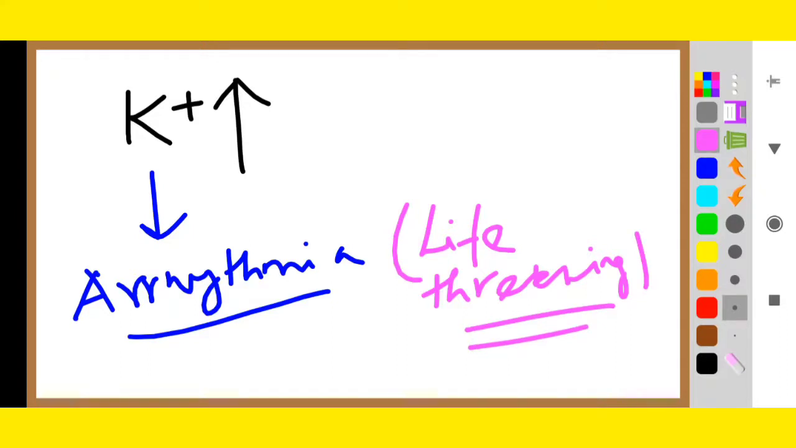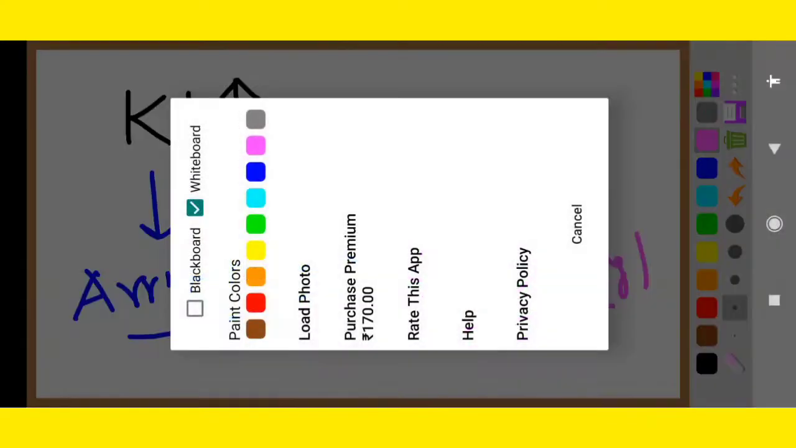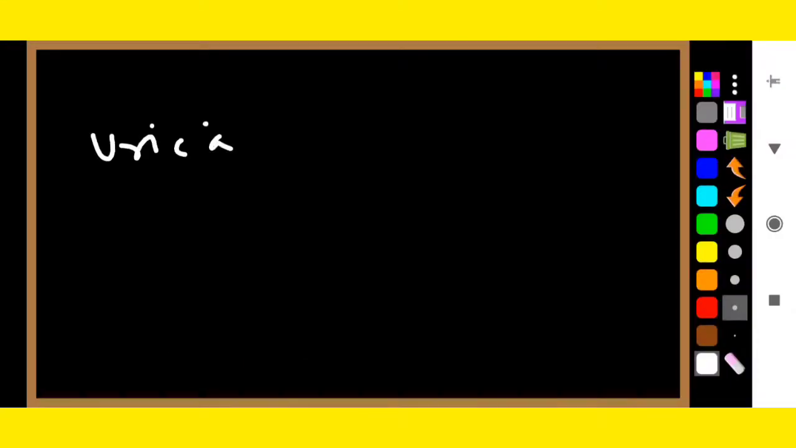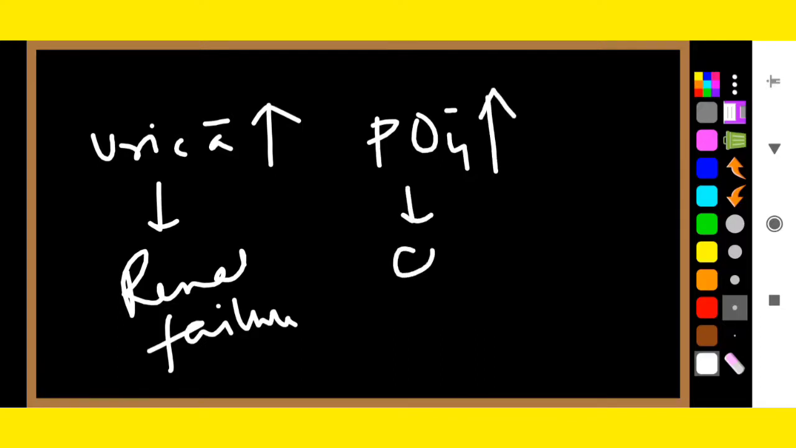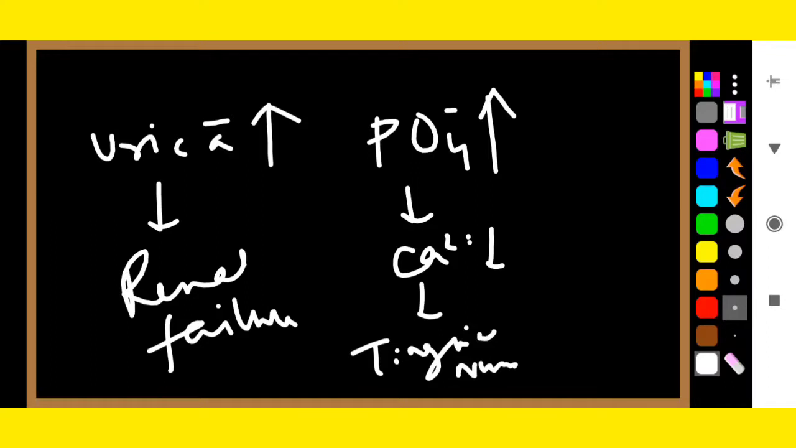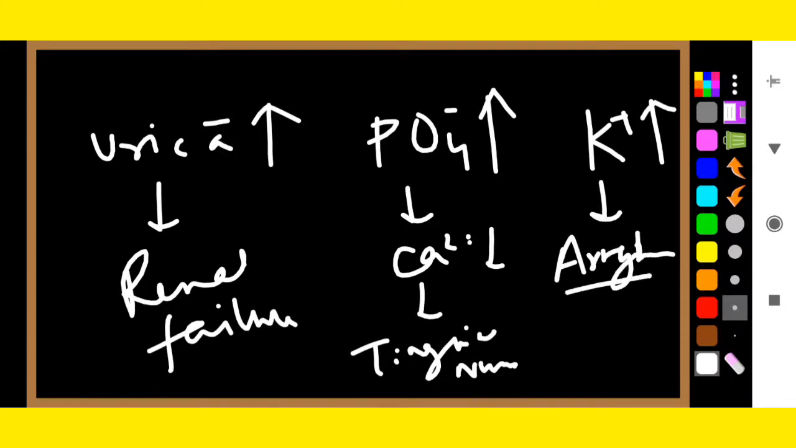What are the conditions you are getting? So let me revise the three things. Hyperuricemia, when uric acid is increased, let me write it down for you. When uric acid is increased, that will lead to renal failure. And when phosphate levels are increased, that will lead to decrease in calcium levels, and that will lead to tingling sensation, numbness. So tingling, numbness, all these things. And when you get potassium level increased in your blood, you get arrhythmias. So this is the summary.